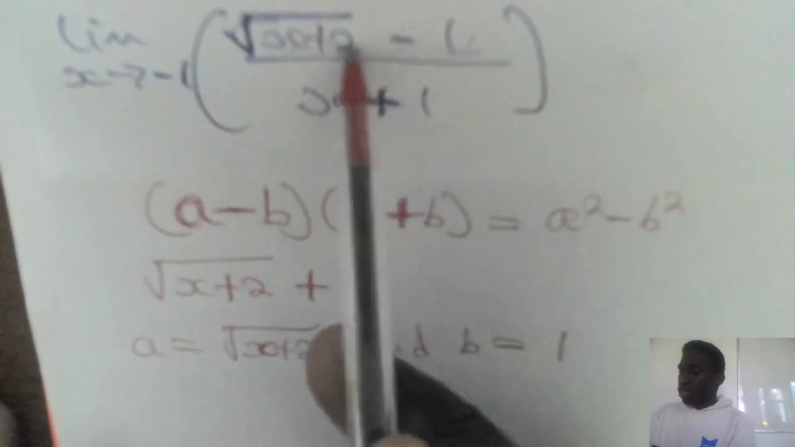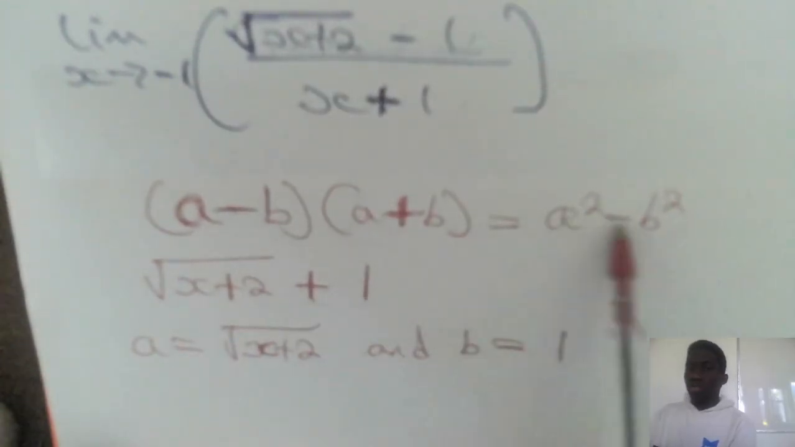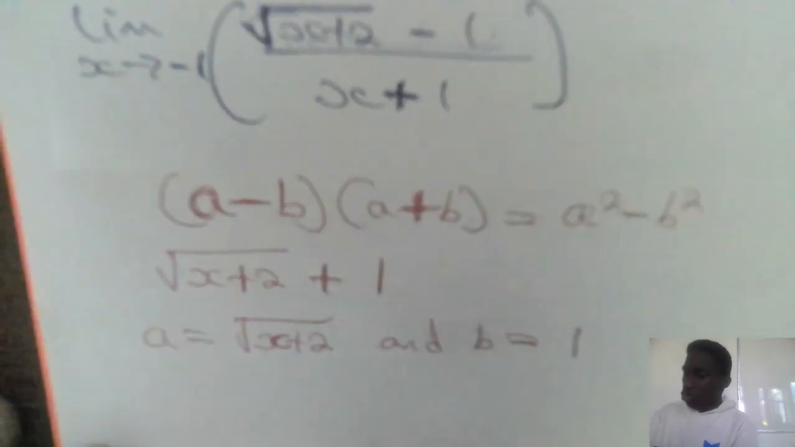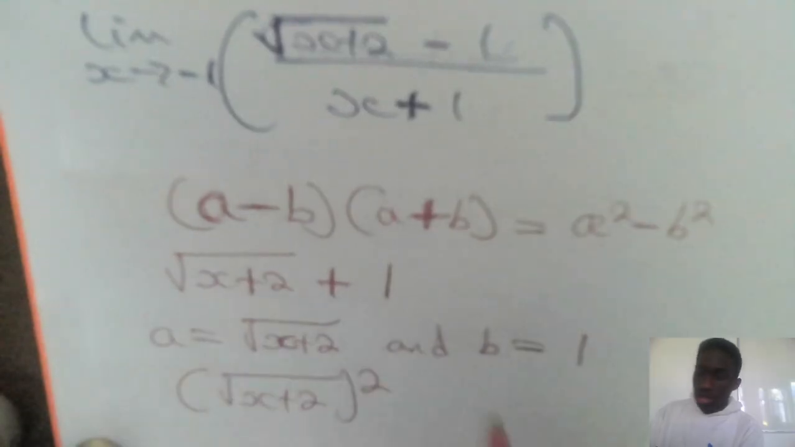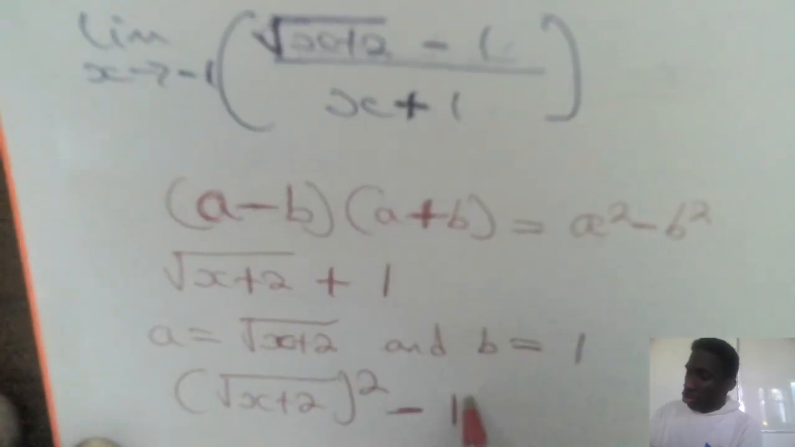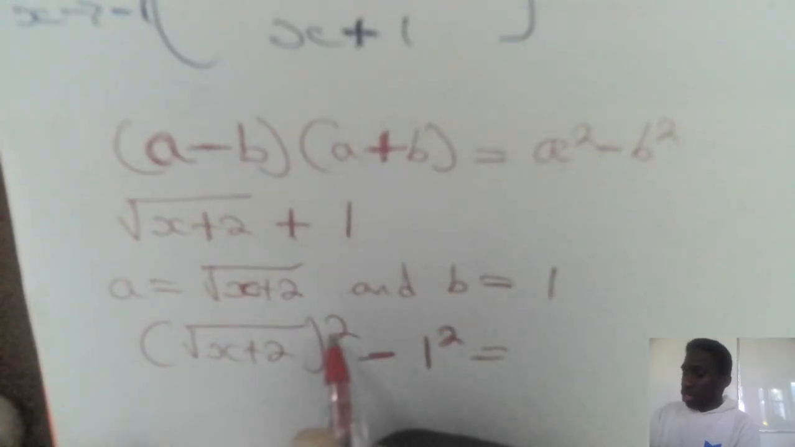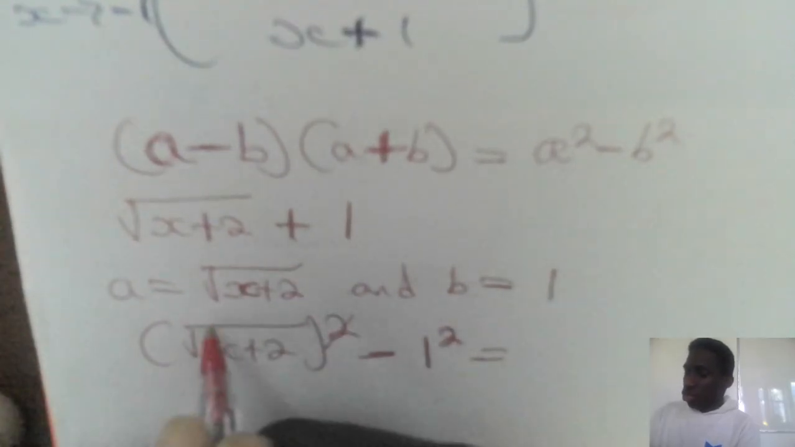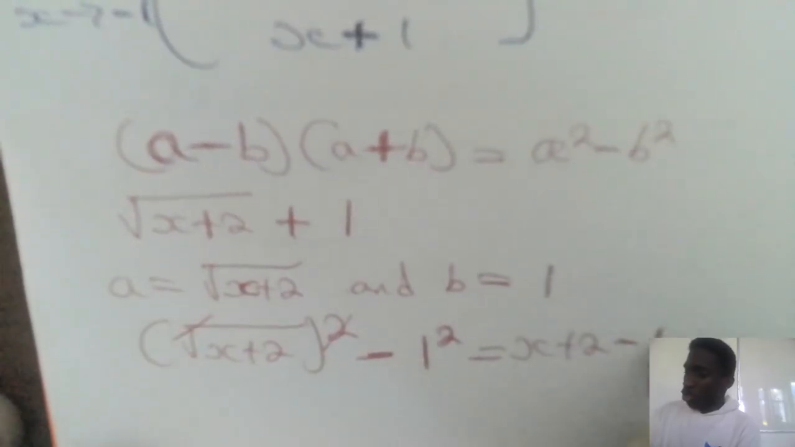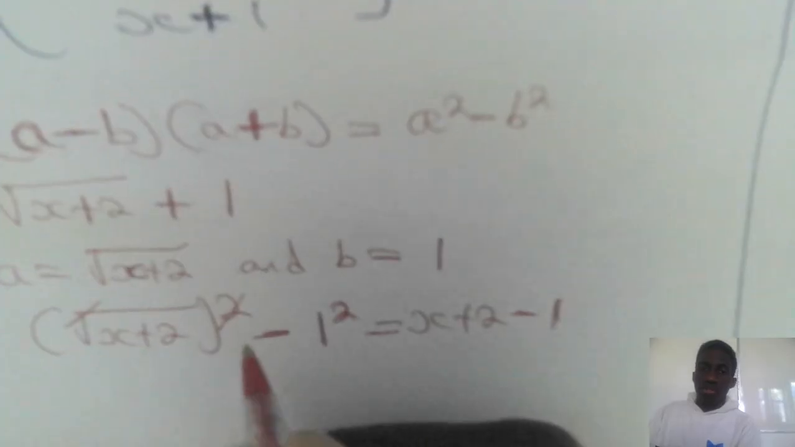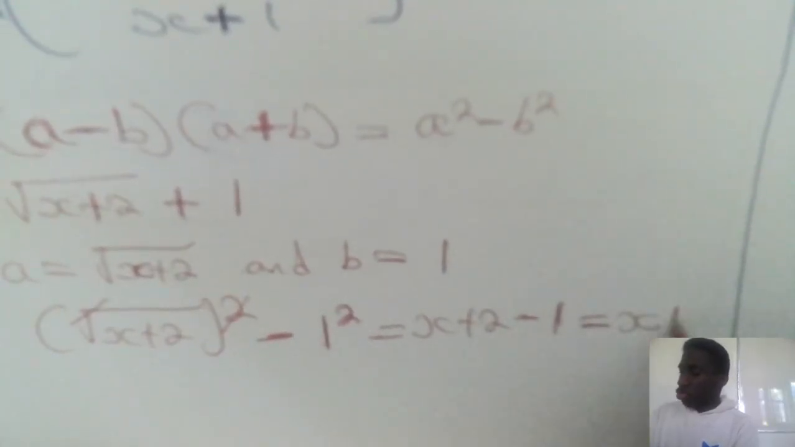If I multiply this by this, I will get a squared minus b squared. So that means my result will be square root of x plus 2 all squared minus 1 all squared, which is the same thing as, now you'll notice that the square here is going to knock off the square root, leaving you with x plus 2 minus 1. 1 squared is 1. So leaving you with x plus 1.